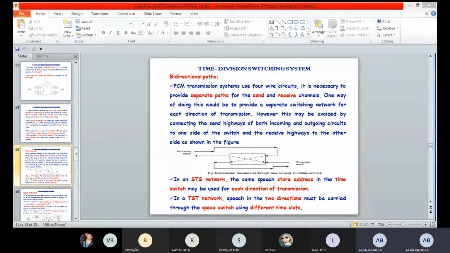In the TST and STS switching networks, they modify that. Actually, these are modified switching networks, because earlier STS and TST were unidirectional transmission. To overcome this, we made modifications in the network. What you are seeing in the diagram is a bidirectional transmission through a time division switching network. Clear? Any doubt?